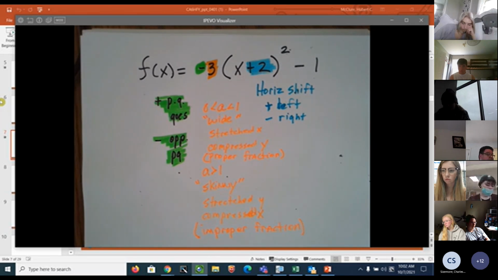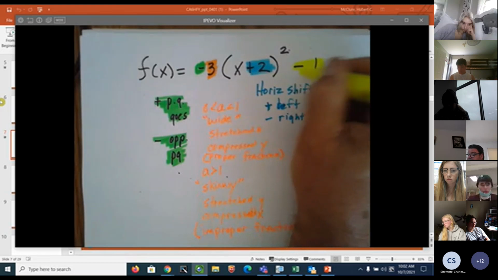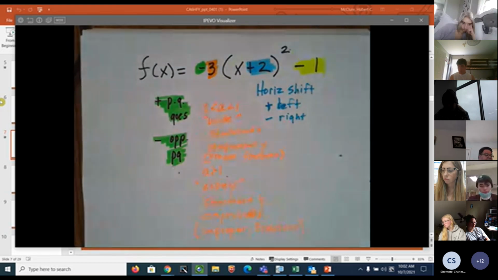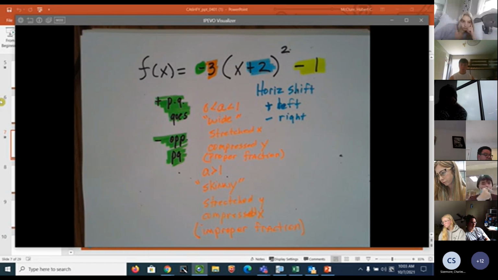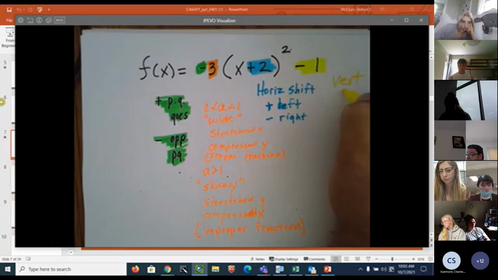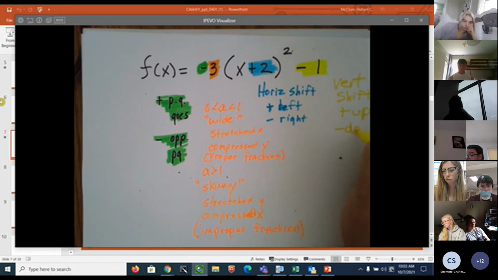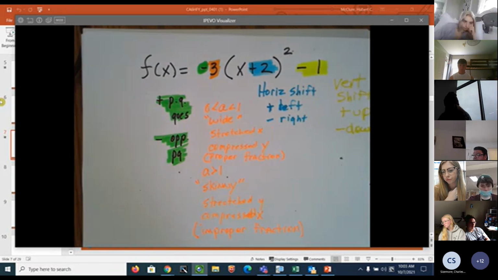And then the last one, we'll do it in yellow. If the number is outside the brackets, outside the radical, outside the parentheses, that is the vertical shift. And the vertical shift is normal, meaning that positive is up and negative is down.